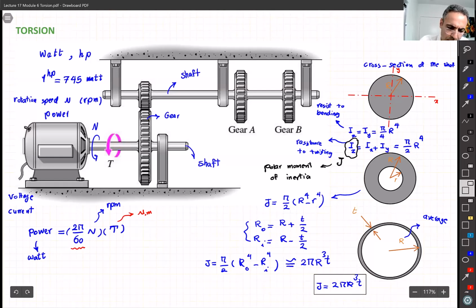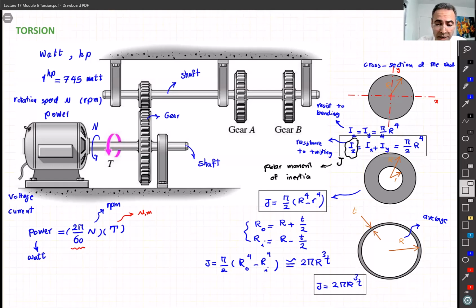All right, so these three formulas are important to remember. And please do not confuse them with moment of inertia about X and Y, right? That one has pi over 4, right? Now we add it, it becomes pi over 2. Okay, so that's the first one for a solid shaft, the second one for a hollow shaft, and the last one, 2 pi R to the power 3, T, where T is thickness. And don't forget this R is the average radius, all right?